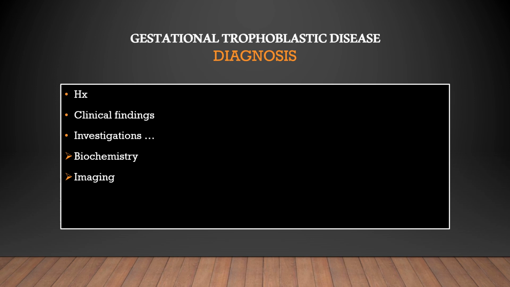What changes could be present in the baseline investigation? The patient may have anemia, so hemoglobin may be low, may have preeclampsia, so platelets may be low. Among specific investigations, divided again into biochemistry and imaging. Biochemistry: the beta HCG may be even more than 2 lakhs, higher than expected for that gestational age. May have an abnormal thyroid profile. May have electrolyte imbalances because of hyperemesis gravidarum. In imaging, ultrasound shows the molar pregnancy, may show fetus if there is a partial mole, may not if there is a complete mole.